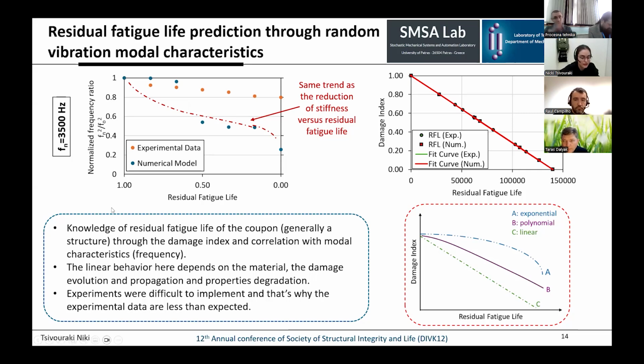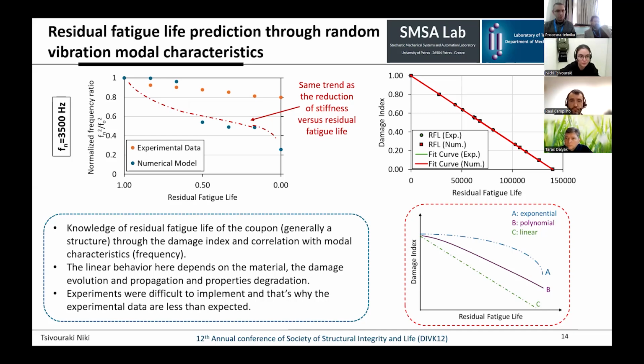three main conclusions. These diagrams and their fit curves offer knowledge of the residual fatigue life of the coupon through the damage index in correlation with model characteristics, such as frequency here. The linear behavior here depends on the material, the damage evolution and propagation, and properties degradation. Experiments were difficult to implement after a certain number of cycles, and that's why the experimental data are less than the numerical.